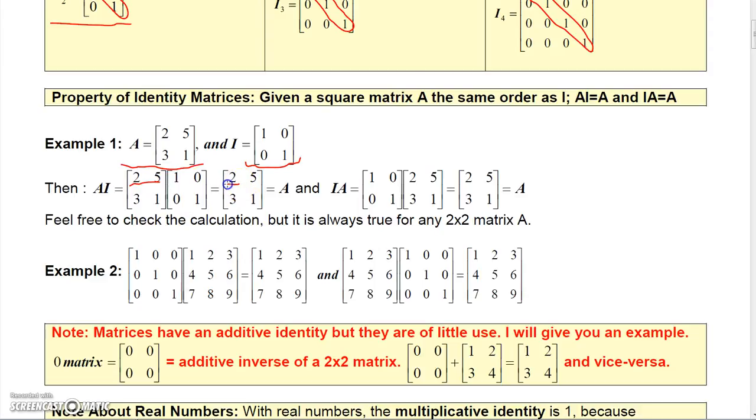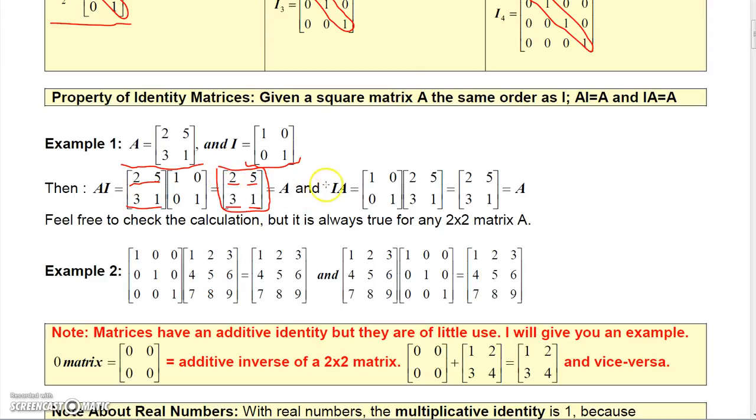If you multiply this row by this column, you'll get 2 times 1 plus 5 times 0, which is 2. And then if you multiply this row by this column, you'll get 2 times 0 plus 5 times 1, which is 5. Then the second row times the first column gives 3 times 1 plus 1 times 0, which is 3. And when you multiply it by the second column, you get 3 times 0 plus 1 times 1, which is 1. And notice that this matrix is the same matrix we started with.